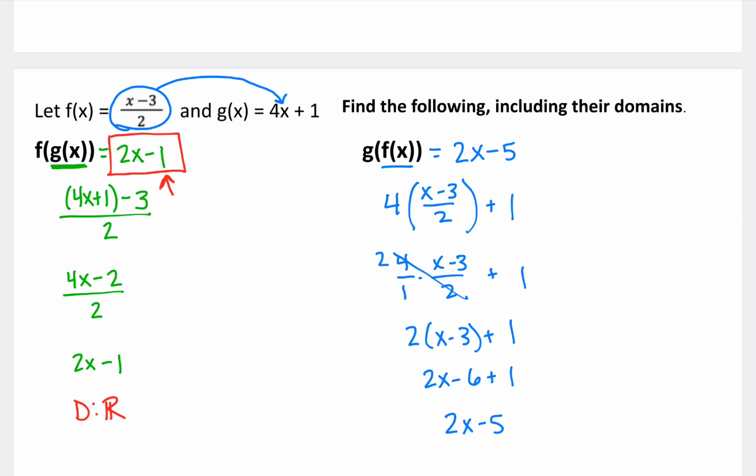We never had a quotient. We never had an x in the denominator. We never had an even root. So this time, again, our domain would be all real numbers.